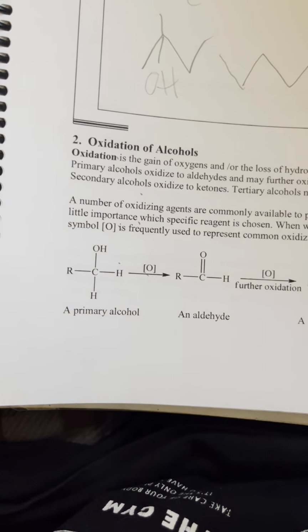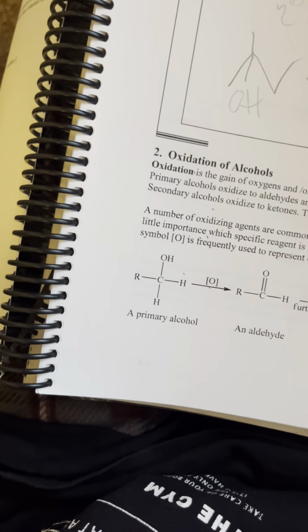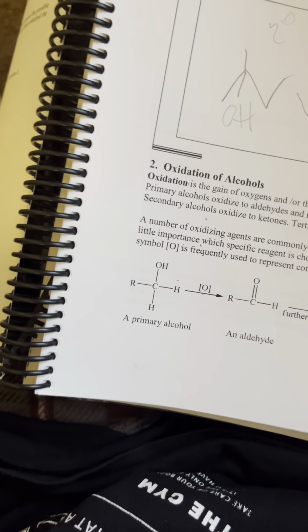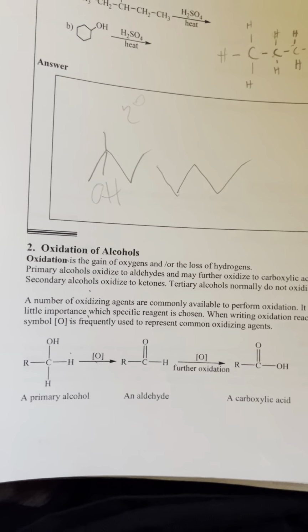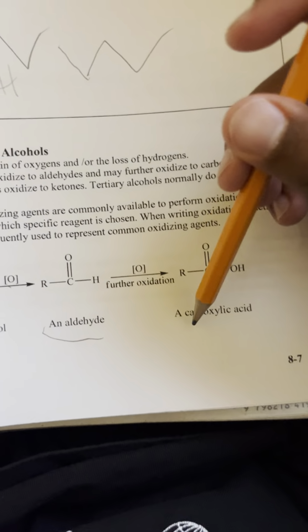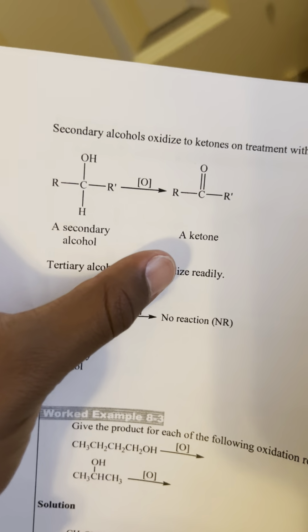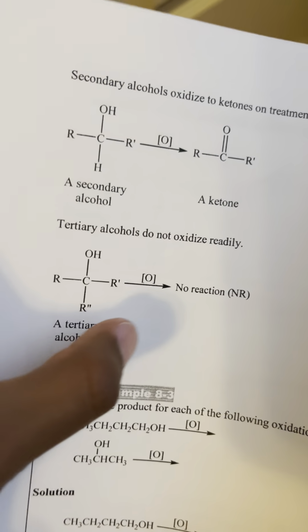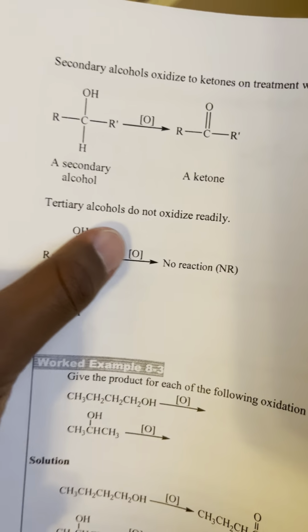And remember how there's 3 different kinds of alcohols? Each kind of alcohol oxidizes differently. So primary alcohol turns into an aldehyde and then a carboxylic acid. A secondary alcohol oxidizes into a ketone, and a tertiary alcohol has no reaction. Remember that. It does not oxidize readily.